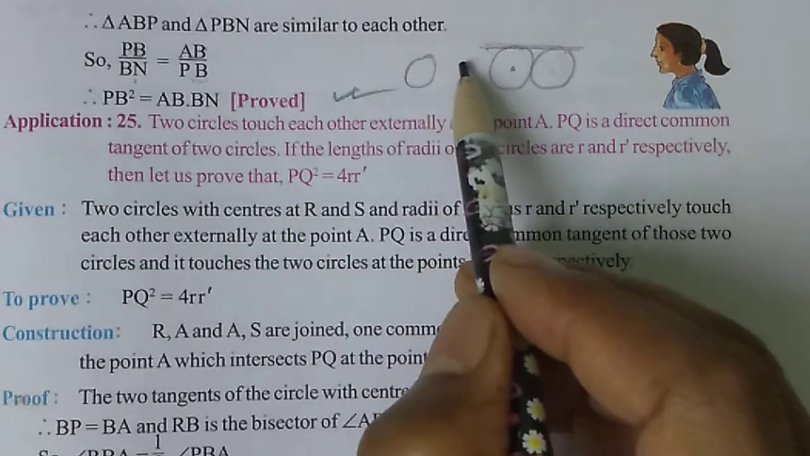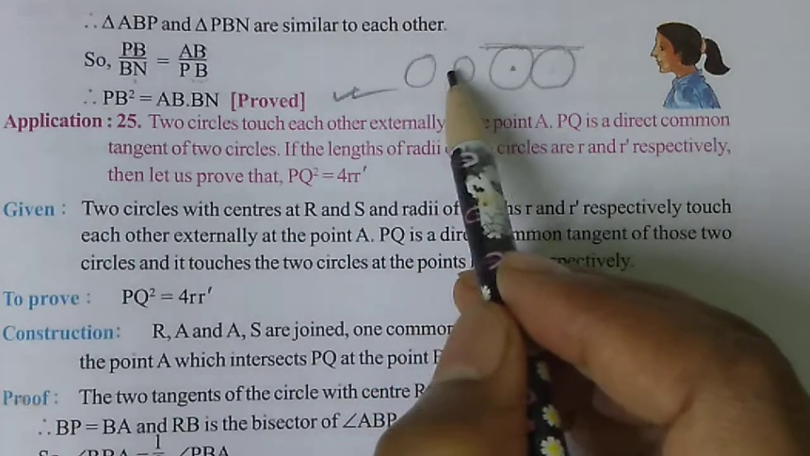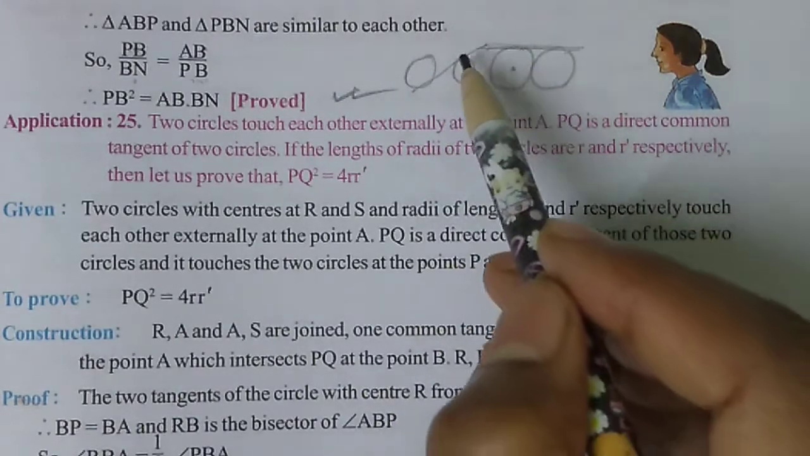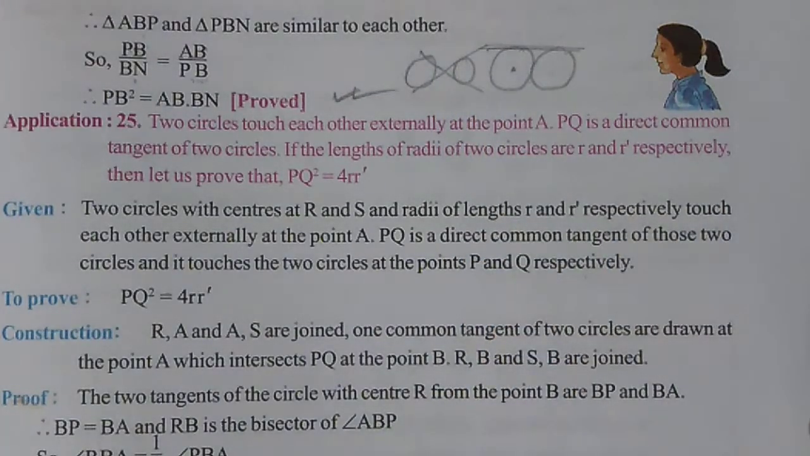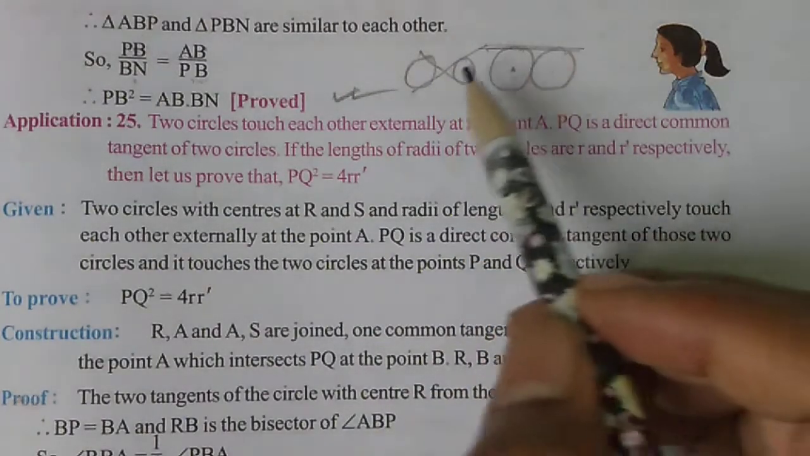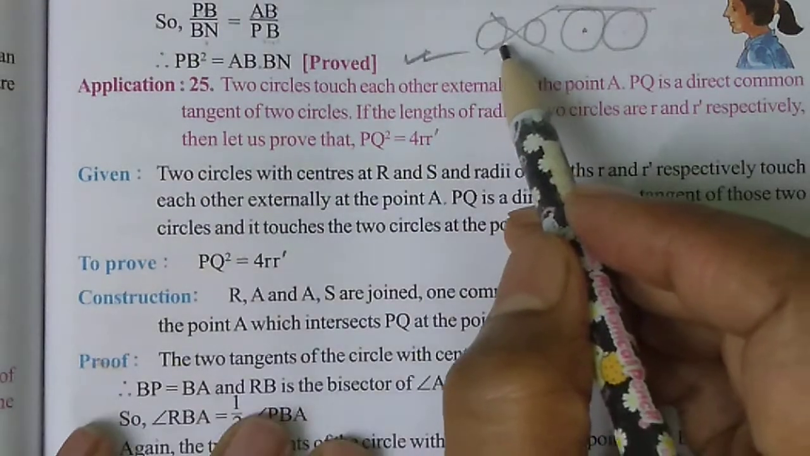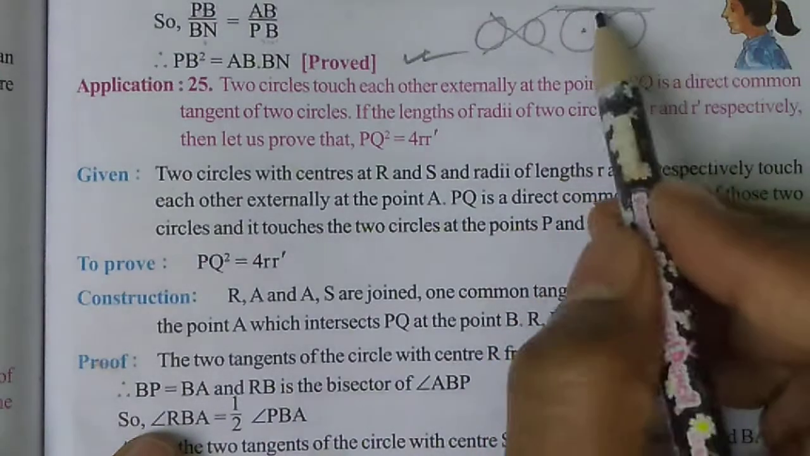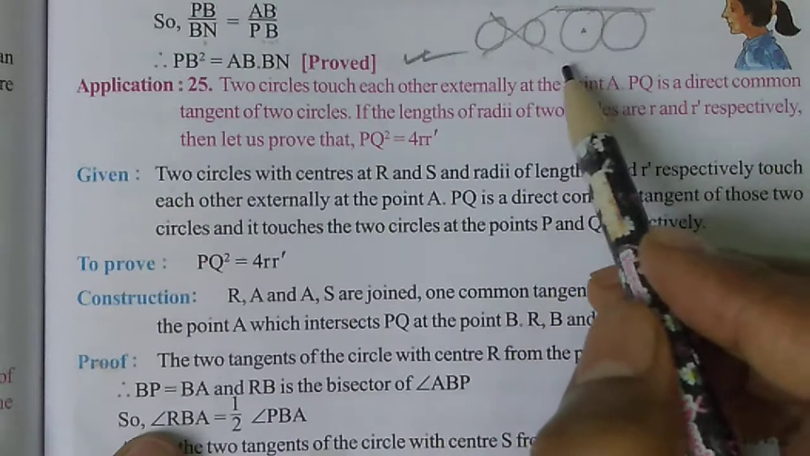If the two circles do not touch each other, then we can draw this type of tangent which is not direct. This is called a transverse common tangent. Okay, this is a direct tangent, and this is called a transverse common tangent.